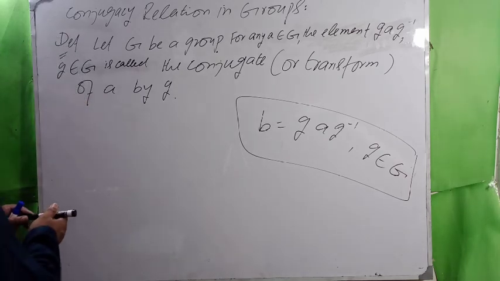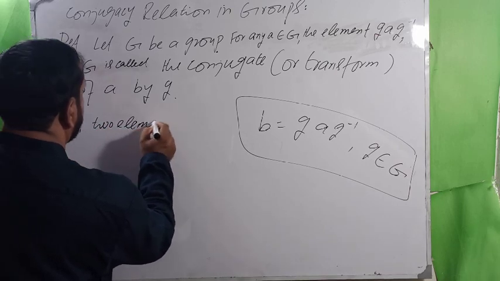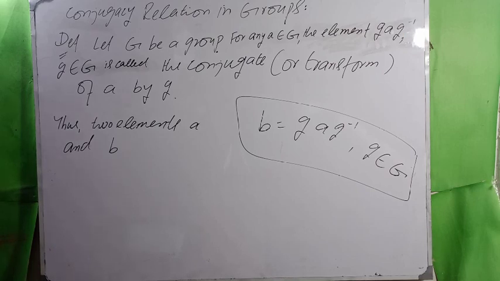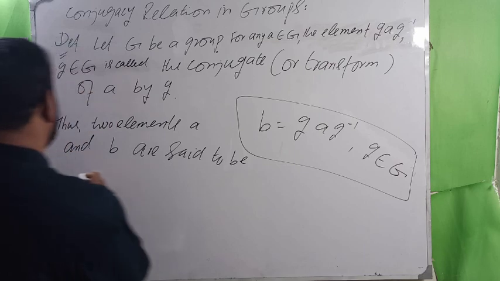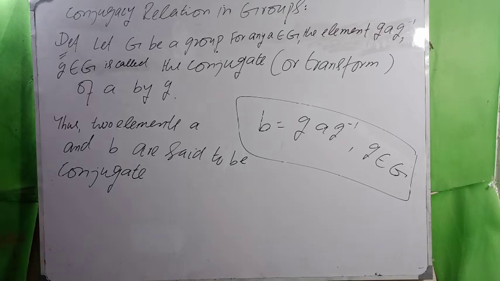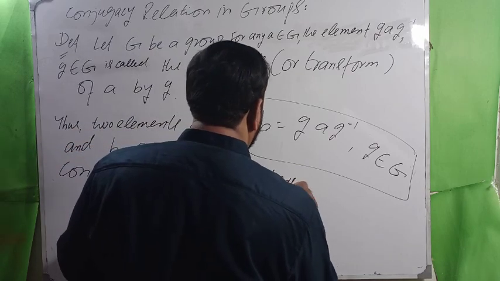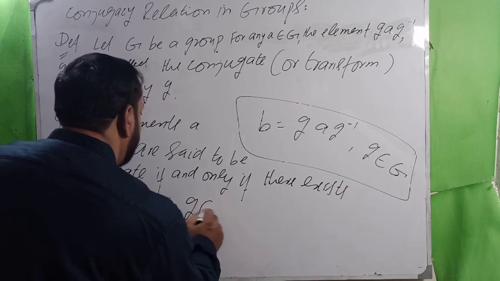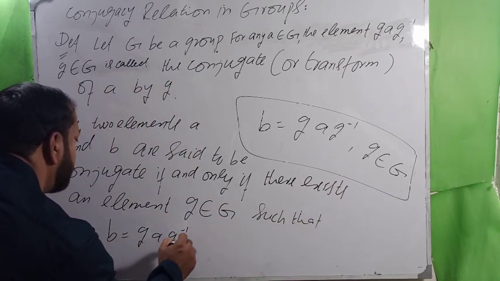Okay, so this means that two elements a and b are said to be conjugate if and only if there exists an element g belonging to G such that b is equal to g a g inverse.